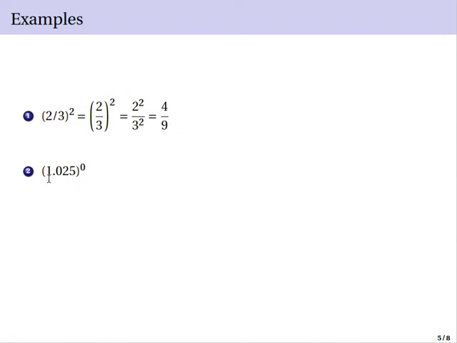Next, here we have 1.025 and then we raise this to power 0. So this is a non-zero number raised to power 0, and that is equal to 1.